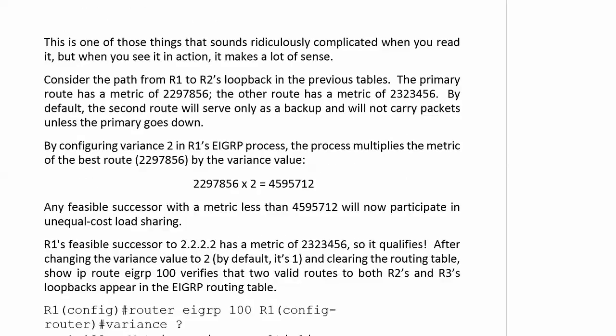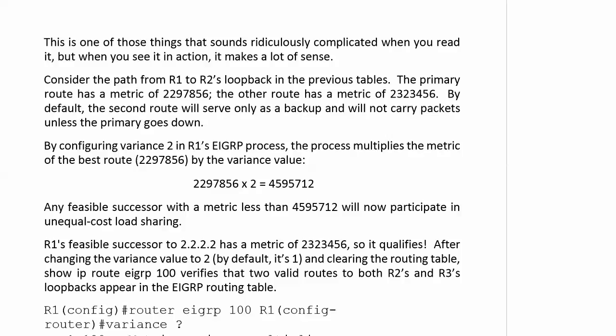We're going to talk about it on the board here, and then we'll go to the live equipment and take a look at it. Now, look at the path from router 1 to router 2's loopback in the previous tables. The primary route has a metric of 229.7856, and the other route, the feasible successor, had a metric of 232.3456. So by default, we know the secondary route is going to be a feasible successor. We know we find it in the topology table. But the problem is it's only a backup. We're happy that it's a backup that's calculated before we need it, but it's not going to carry packets unless the primary goes down.